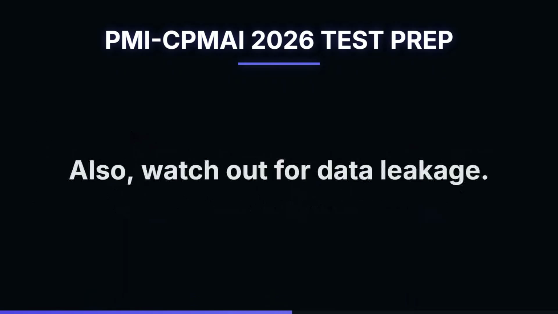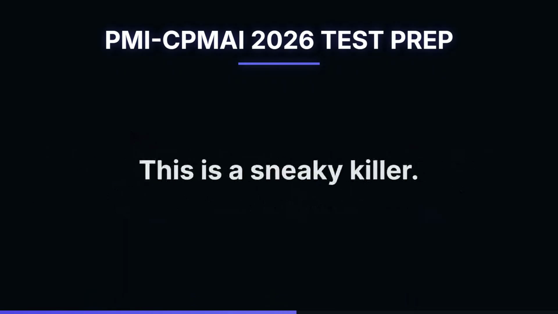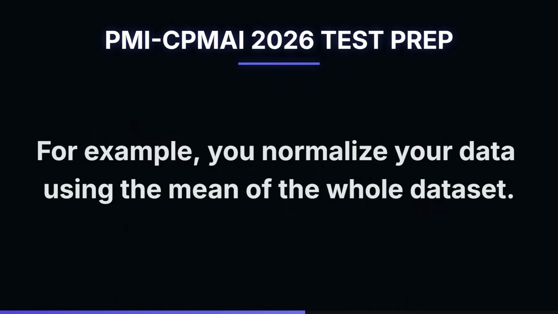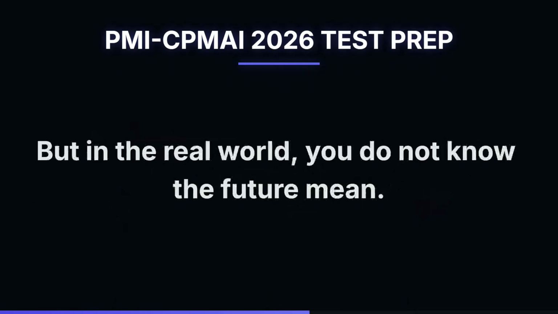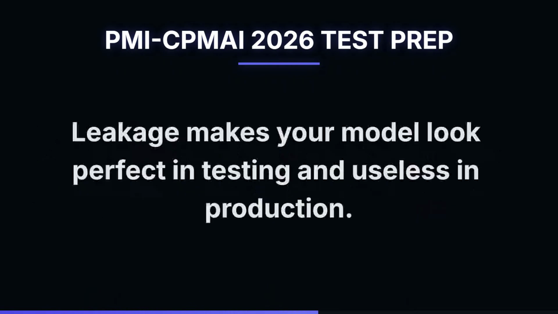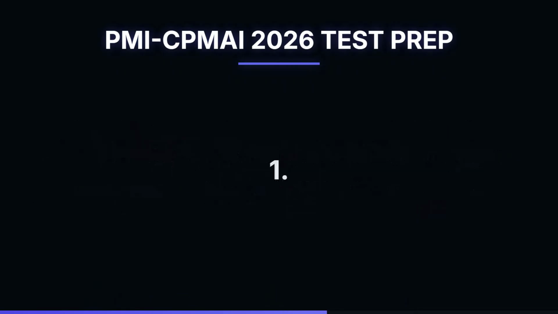Also, watch out for data leakage. This is a sneaky killer. Data leakage happens when you accidentally give your model information from the future. For example, you normalize your data using the mean of the whole dataset. But in the real world, you do not know the future mean. You must split your data first, then normalize only on the training set. Leakage makes your model look perfect in testing and useless in production. Alright, let us see if you can spot these traps in the exam questions.